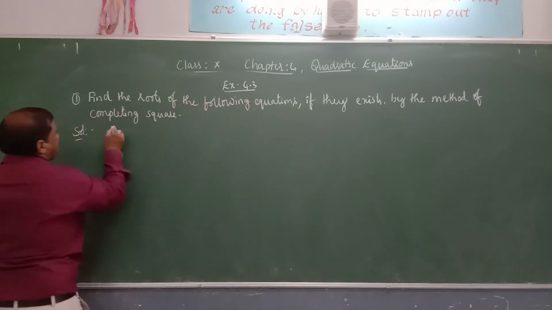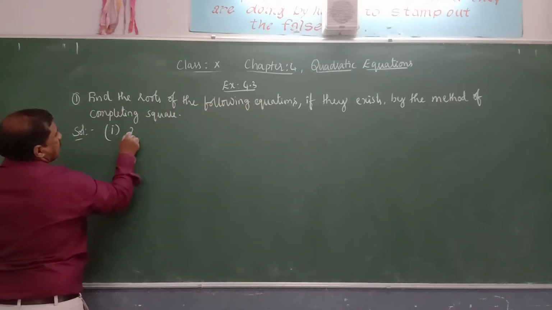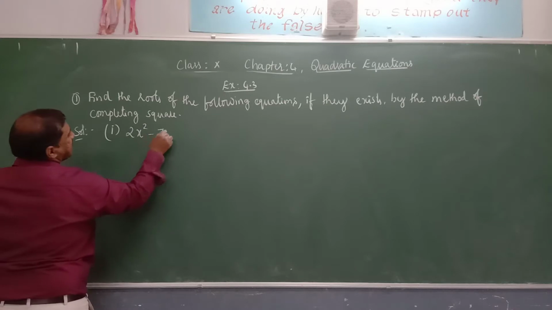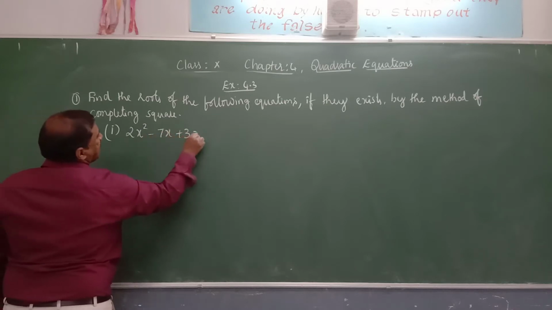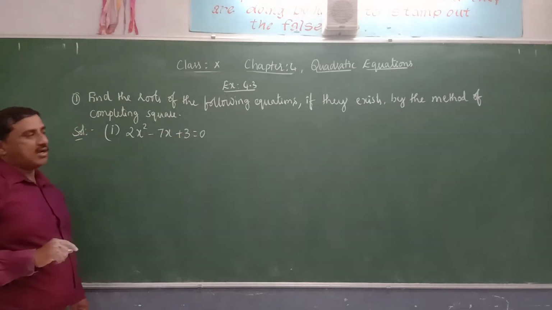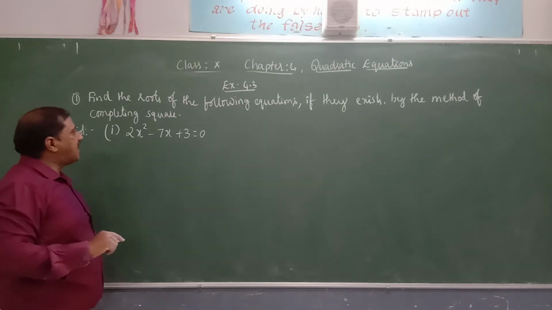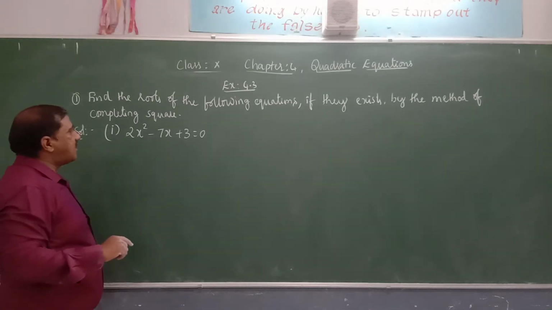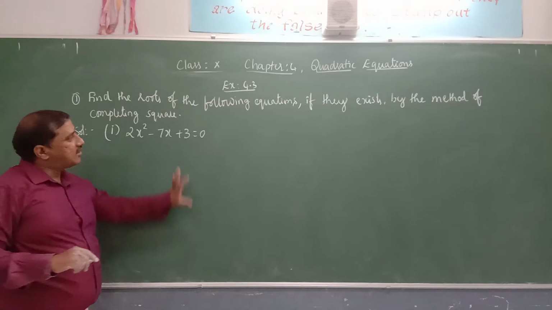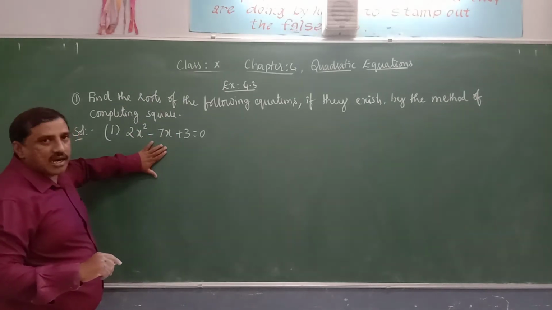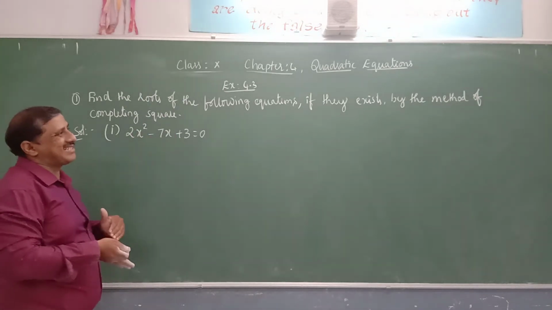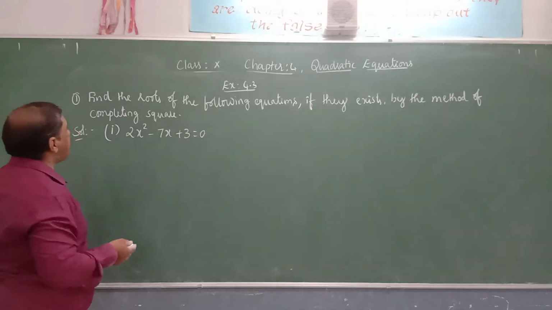In the first question it is 2x square minus 7x plus 3 is equals to 0. So we need to find its solutions or roots, if they exist, by the method of completing the square.